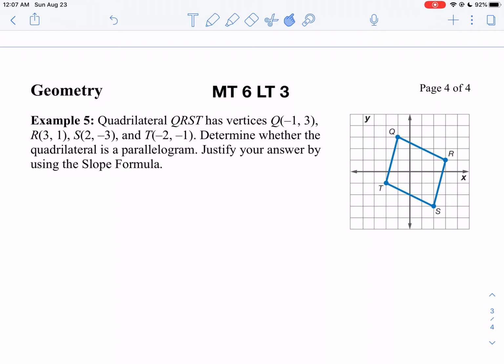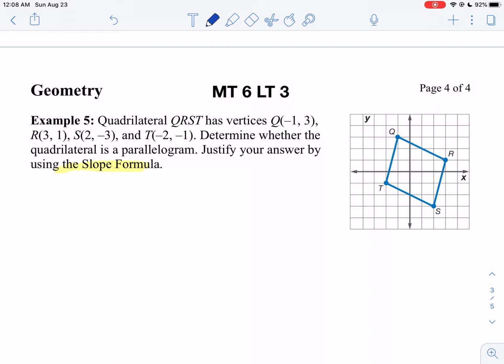We have quadrilateral QRST, and I've graphed them for you. I want you to determine whether the quadrilateral is a parallelogram. We're going to justify our answer by using the slope formula. Now, how is slope going to show it's a parallelogram? Well, let's take a look at why.